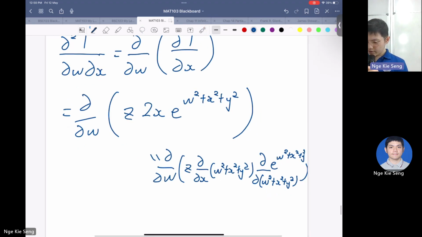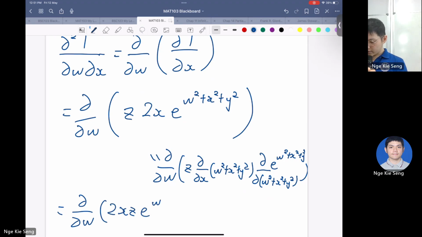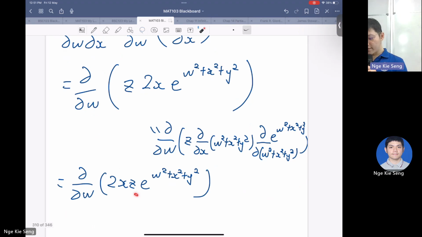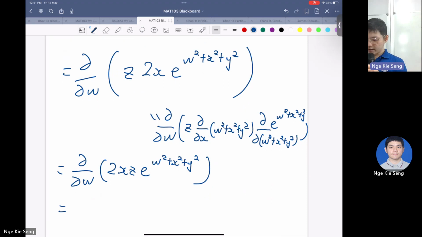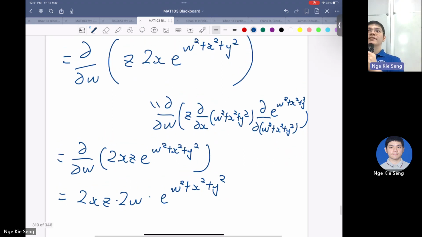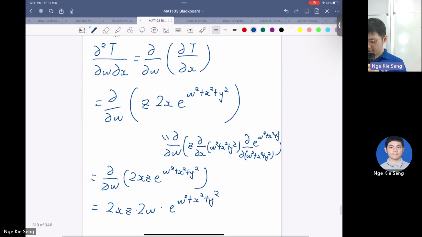Let's continue. So you want to differentiate this with respect to w again. Okay. So what do you get? You also do a similar computation because everything in front of the exponential is constant with respect to w. And then here we only have one occurrence of w squared. So what we get is 2xz times 2w times e to the w squared plus x squared plus y squared. Okay? Is it okay? So what do you get at the end? 4xzw e to the w squared plus x squared plus y squared.